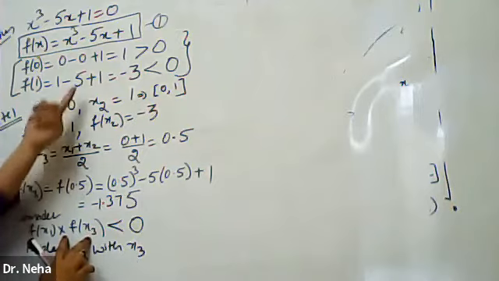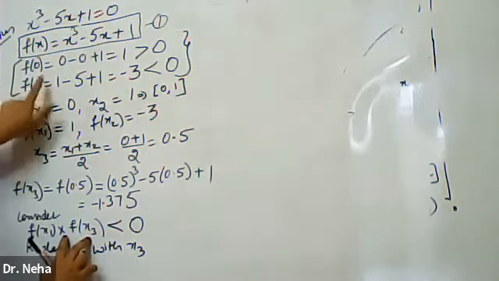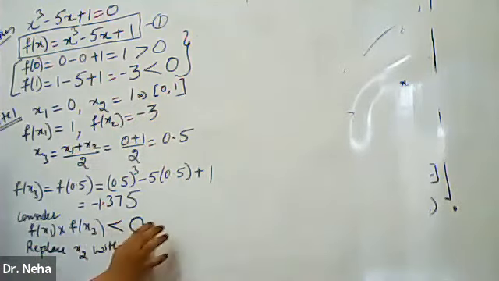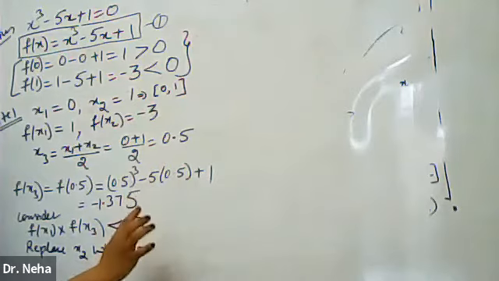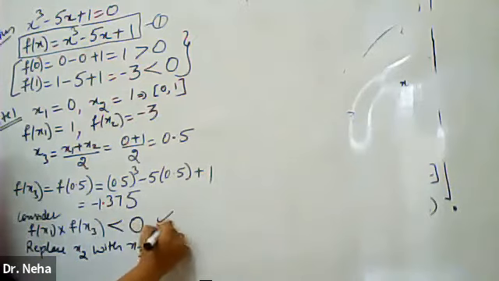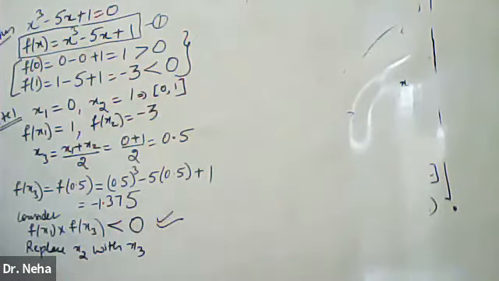You have to remember this thing because it is satisfying the basic condition that the function should be of opposite sign. How to remember this condition? If you get negative, that means the interval is okay. That means we don't need x2. If it is negative, that means the interval is correct. We don't need x2 now. That means x2 will be replaced by x3.